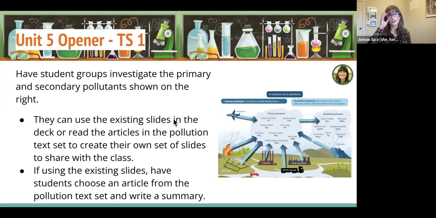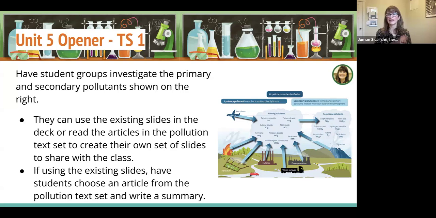From there, after students have populated the driving question board, they are going to dive deeper into these primary and secondary pollutants. So there's two choices here at this ending part of the task set. They can either use the existing slides in the slide deck that talk about each primary and secondary pollutant and have some information on each. So they can use that.